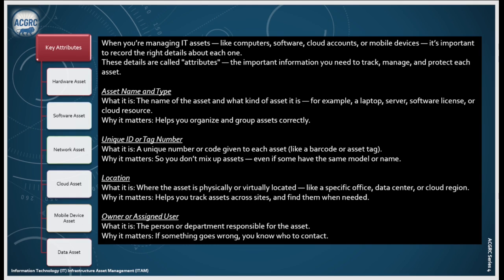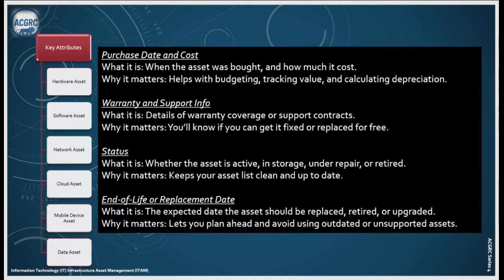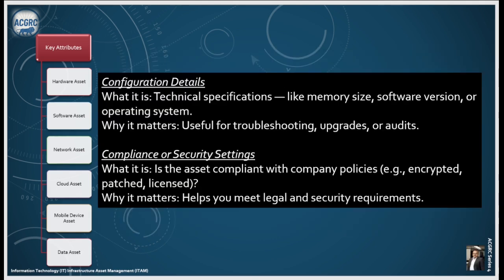We discussed key attributes in our last video. The summary is as shown. You can pause the screen, you can look at the notes. This is your first, which include your name, asset name, unique ID, location, owners, assigned users. The second is purchase dates, warranties, status, end of life, replacement dates, etc. Then we had compliance and security settings, configuration settings, and so on. So take this as a snapshot for your reference.